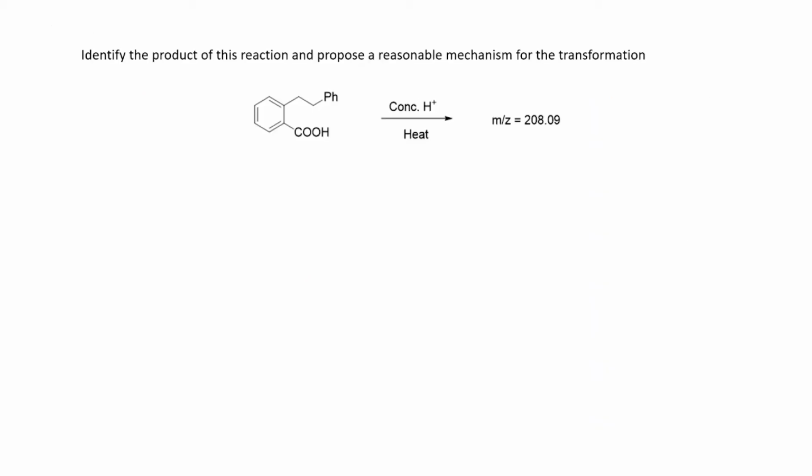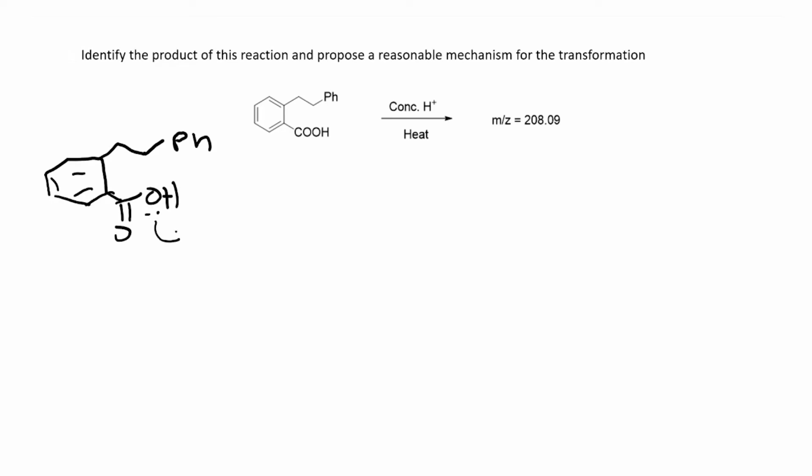So the problem here is to identify the product of this reaction and propose a reasonable mechanism for the transformation. Okay? So the way we would approach this problem is to look at the major functional groups in this reaction. So the major functional group in this reaction is actually the carboxylic acid. So if we were to draw out the structure of the carboxylic acid and imagine what might happen to it when you heat it, so one possibility is that it clearly gets protonated.